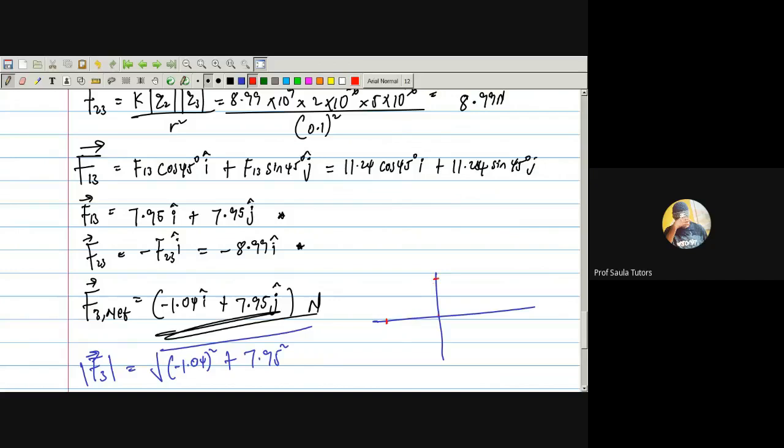So pay attention. There's an angle to the x axis here, which is theta. You see this theta? This theta is arctan of y over x, that's 7.95 over 1.04. Remove the negative sign altogether. That's arctan of the y component over the x component. Whatever you have, you will get an angle here. We need this angle.